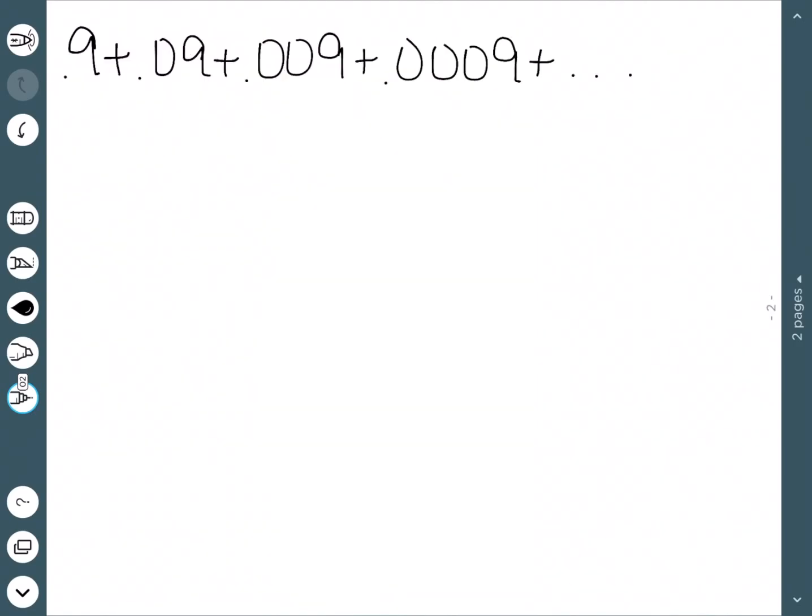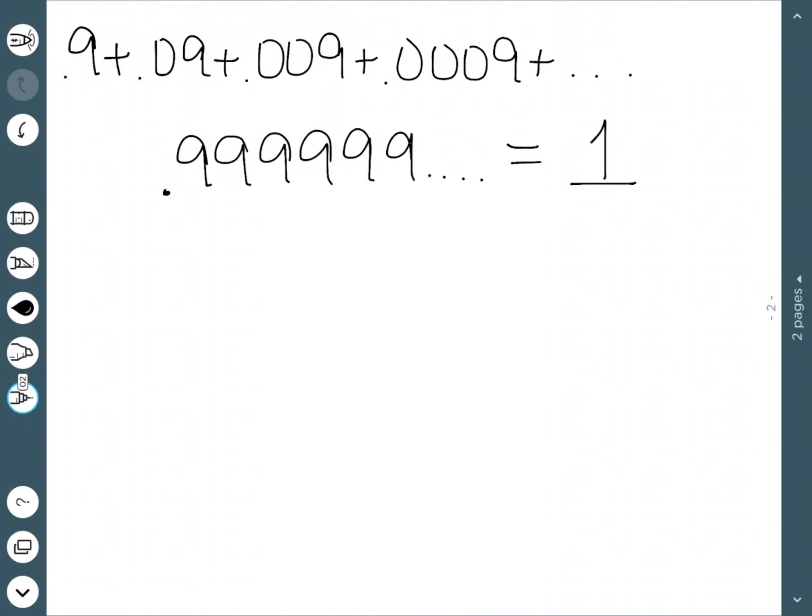The first one I'm going to look at, I'm going to add up 0.9 plus 0.09 plus 0.009 plus 0.0009. And we can see that if I add these up, I'm just going to get 9s repeated forever, which mathematically is the exact same thing as 1. So the value of this series is 1.